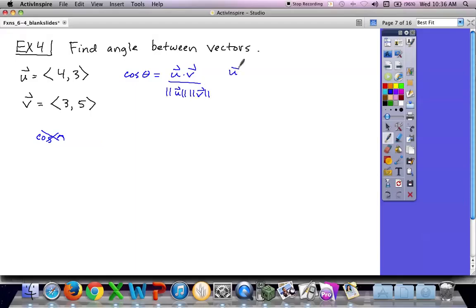Okay, well, what is u dot v? For these two vectors, 4 times 3 plus 3 times 5. 12 plus 15, 27. Okay, what is the magnitude of u? Right, what's the operation? The square root of 4 squared plus 3 squared, which is 5. And what is the magnitude of v?